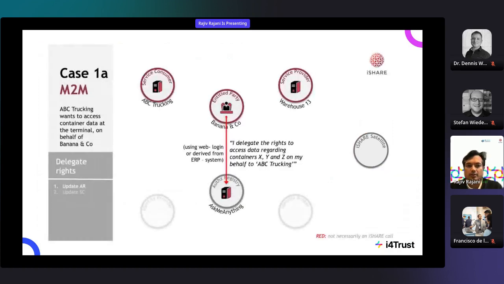Now let's look at how the M2M flow, or machine-to-machine flow, works in this scenario, that is, how we achieve the fictional use case requirement based on this flow. As I mentioned, the banana company is the entitled party who has a container at warehouse 13. It wants ABC Trucking to pick up that container from warehouse 13.